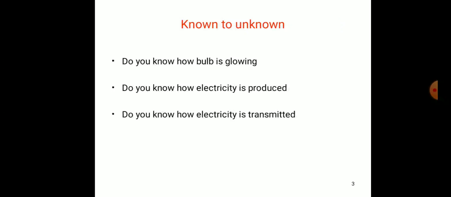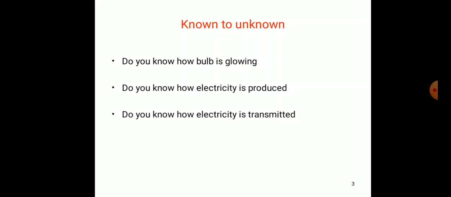Before going to our topic, first you should know what things we have discussed. Do you know how a bulb glows? Whenever we switch on the bulb switch, the bulb glows. How do we get that glowing? You should understand and think about that.